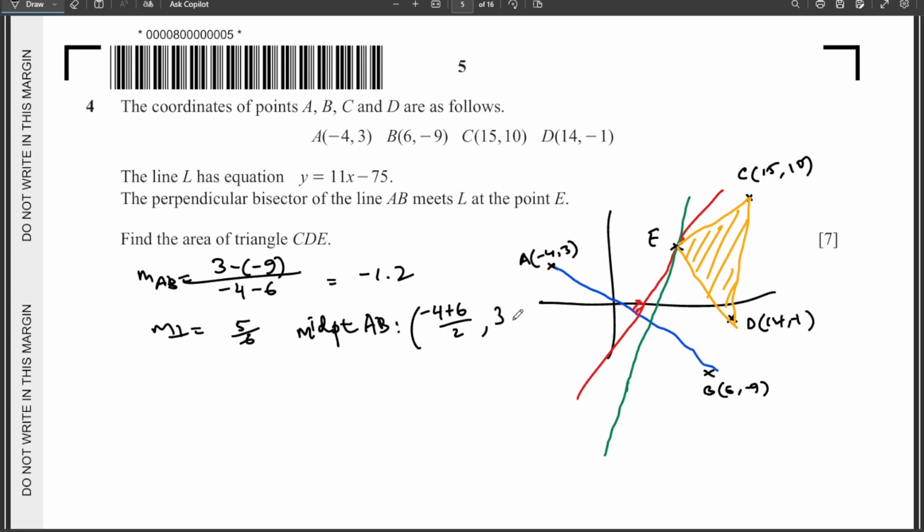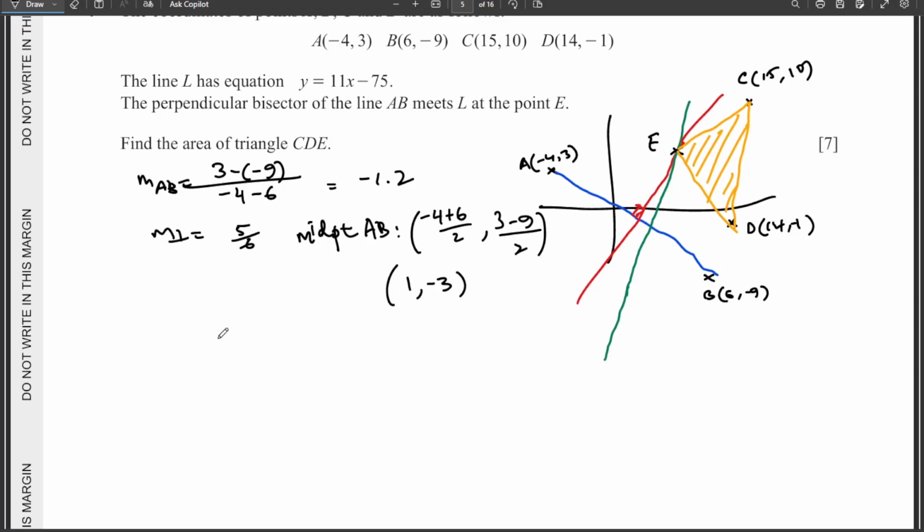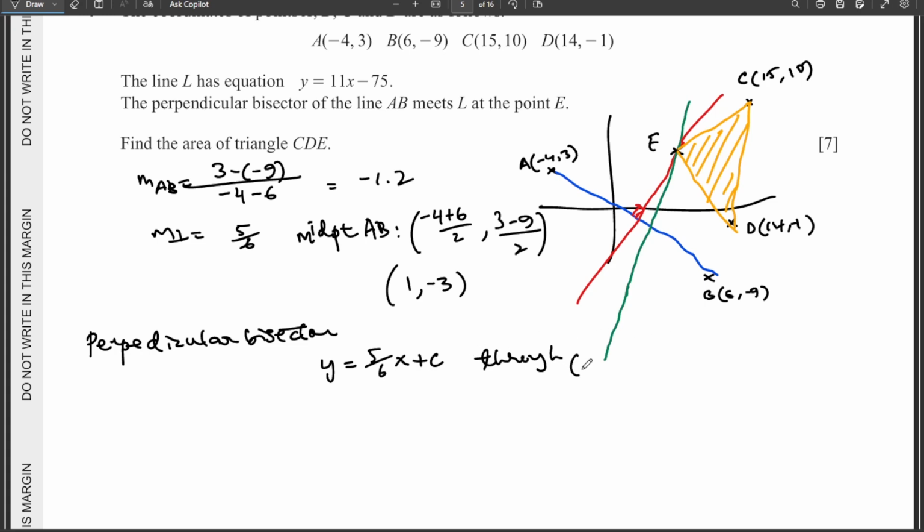Right? The midpoint formula is just the average of the two coordinates. Now that we have our midpoint, we can use the straight line equation to get the perpendicular bisector equation. So for the perpendicular bisector, we know it's a straight line, y equals 5 over 6 x plus c, going through the midpoint of AB, right? 1, negative 3. So c should be negative 23 over 6, if I'm not mistaken.